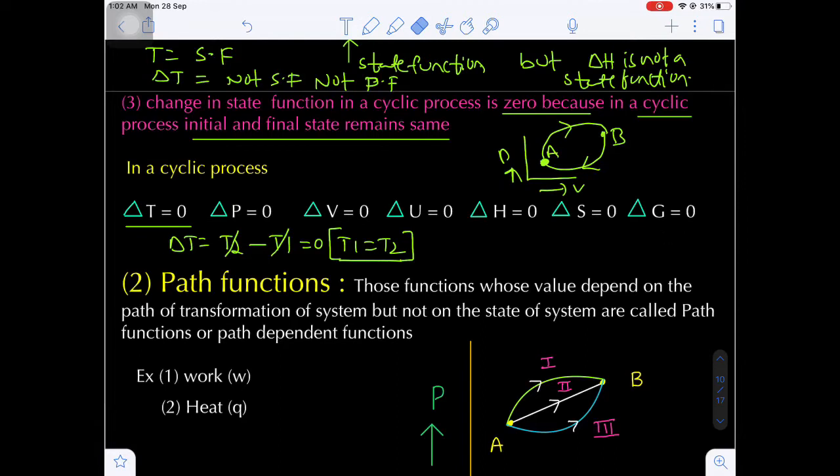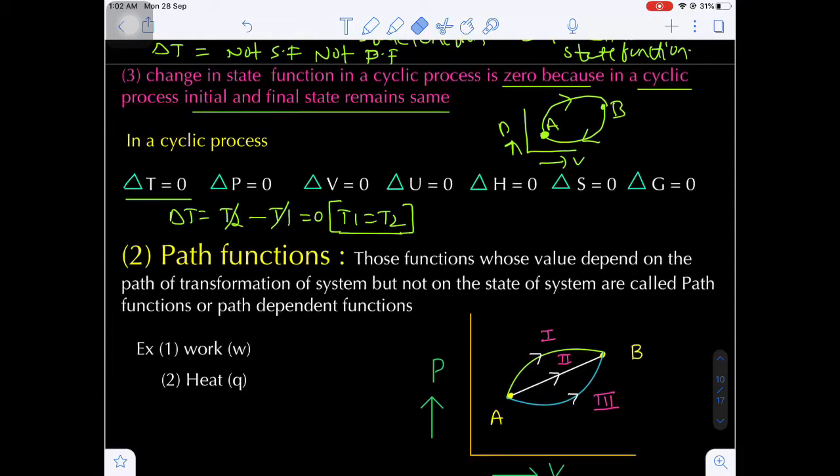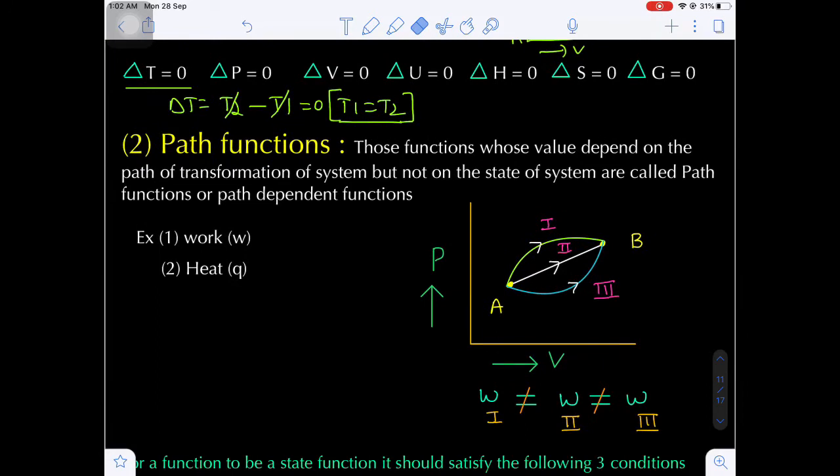Remember, this is only valid for which process? Cyclic process, and that too for state functions. And the next one is the path functions, or path dependent functions. Those are functions whose value depends upon the path of the transformation of the system, but not on the state of the system. So that's why this is called a path dependent function.